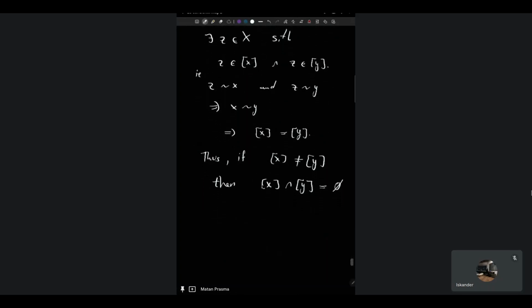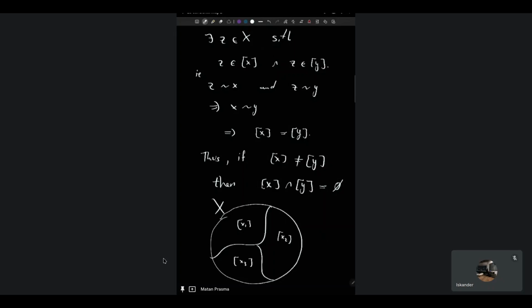So you can think of it this way. Let's do a simple diagram. This is X. And I have some equivalence relation on X. And this equivalence relation divides X into disjoint subsets. So this would be maybe the equivalence class of X1. This would be the equivalence class of X2. This would be the equivalence class of X3, for example.